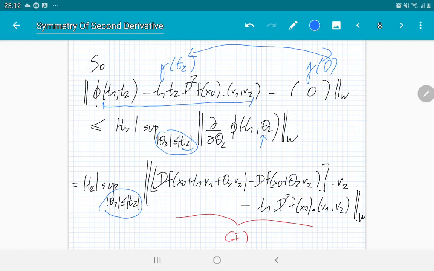And I'm going to apply again the same trick. Notice that I have here a second derivative. Here, before, I had f, now I have a first derivative. I'm going to use the second derivative, or the derivative of df, to bound this.